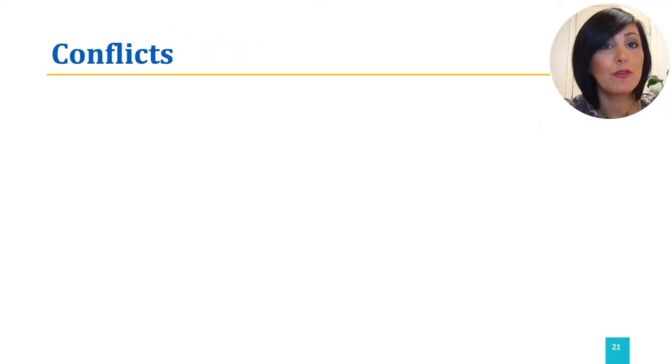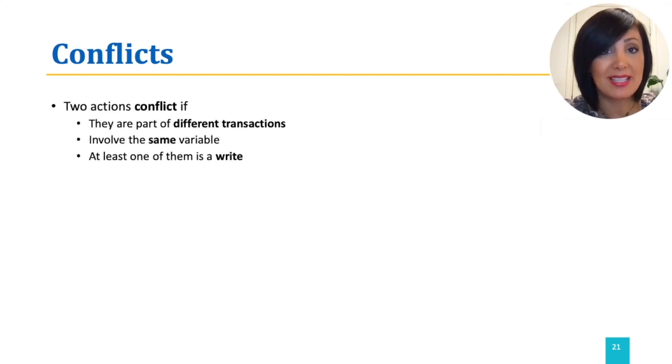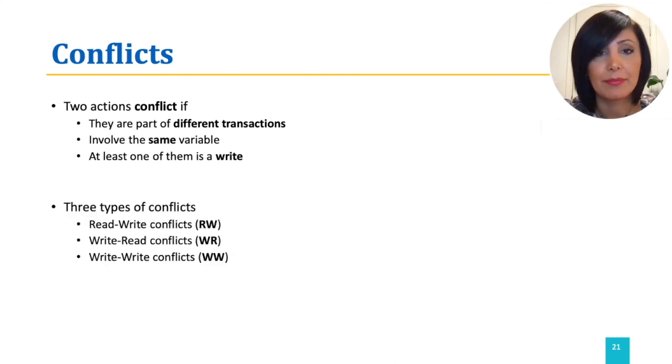Let's quickly review before moving forward. Two actions conflict if they are part of different transactions, involve the same variable, and at least one of them is a write. And based on the fact that we have read and write actions, needing to have at least one write in the combination gives us three types of conflicts: read-write, write-read, and write-write. So, what is the significance of these different types of conflicts, and what anomalies can happen by them?